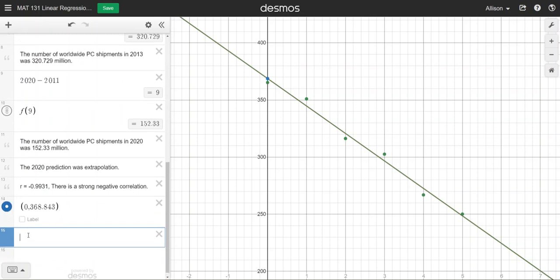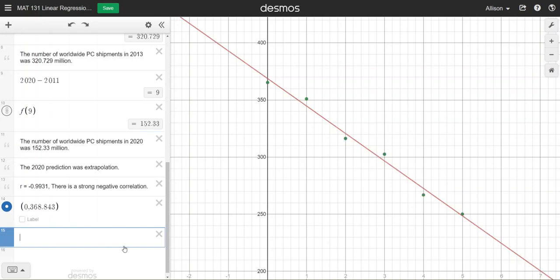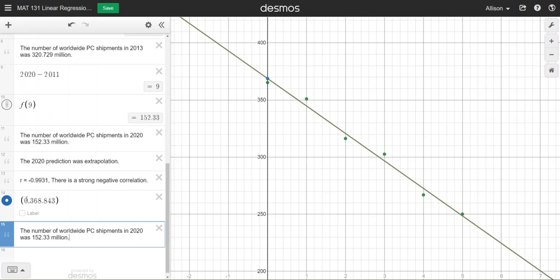And now I want to interpret it. So to interpret it, I need to explain what the 0 coordinate means and what this value means. So since I've already done a few point interpretations, I'm going to copy this one and paste it down here in a note. There we go. And then the year. So in the 0th year, we're actually 0 years since 2011. So we're still in 2011.